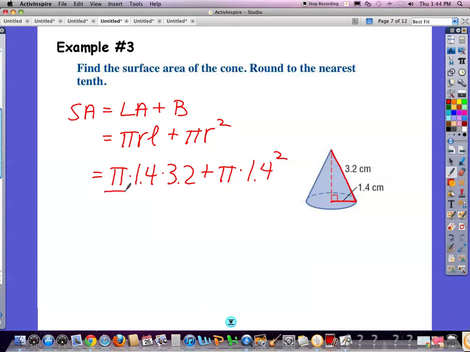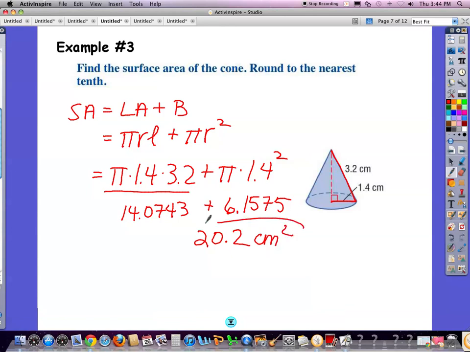Okay, so I'm figuring out this, just so you can double check, 14.0743. We've got to keep all our decimal places. And then I got a 1.4 squared times pi, and I'm getting a 6.1575. All right, if I add those two numbers together, we get a grand total of 20.23, which I'm going to round to 20.2. I'm labeling centimeters squared, and we're calling her good.